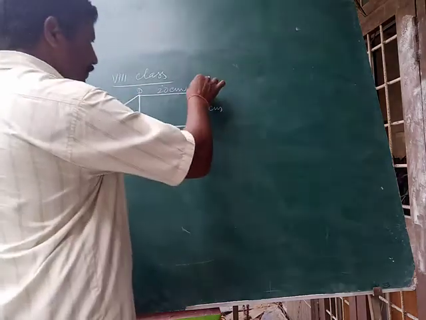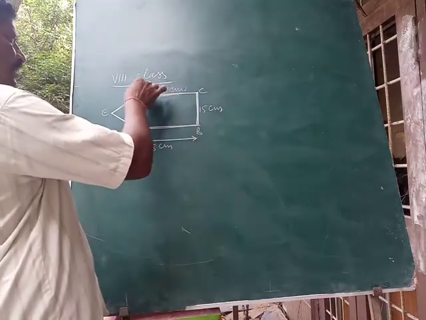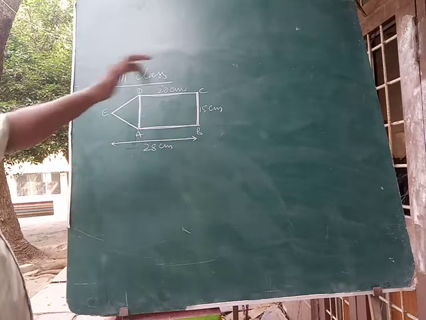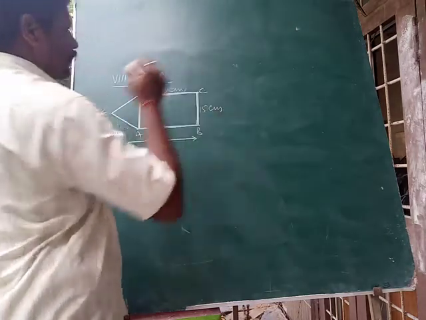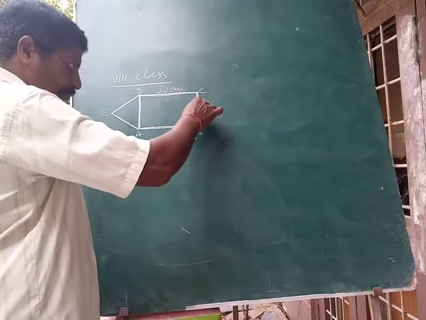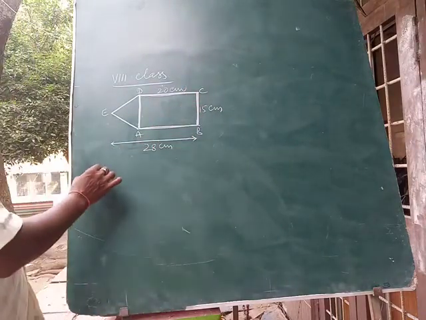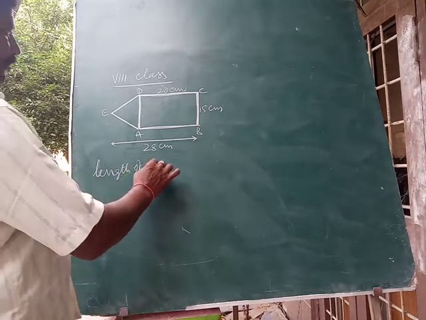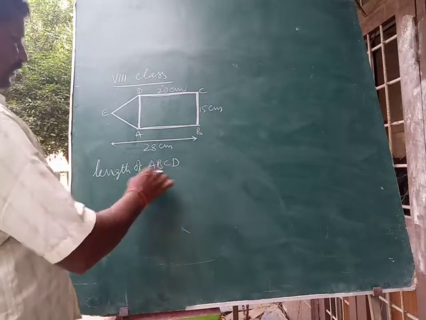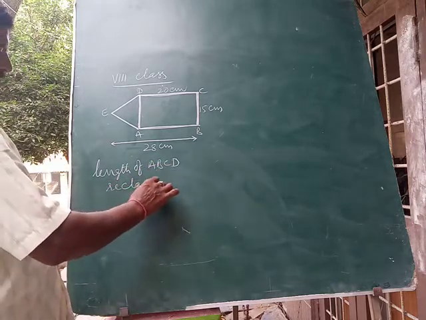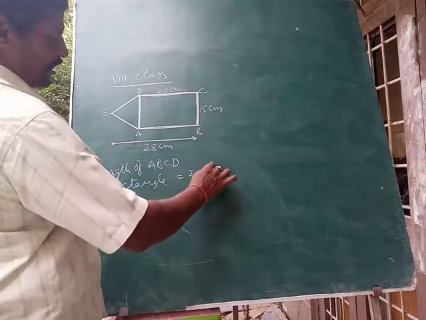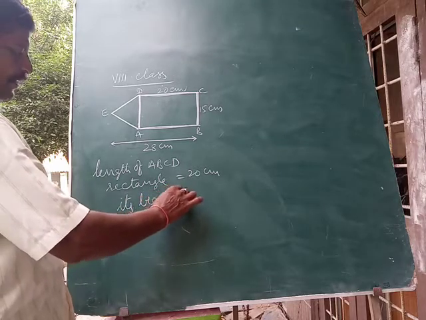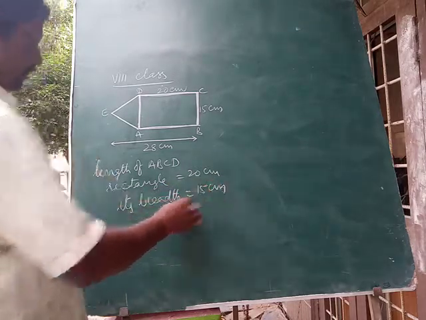AB, BC, CD, DA. This is in the shape of a rectangle. Length is equal to 20 centimeters. Breadth is equal to 15 centimeters. Now, length of rectangle ABCD is equal to 20 centimeters. Its breadth is equal to 15 centimeters.